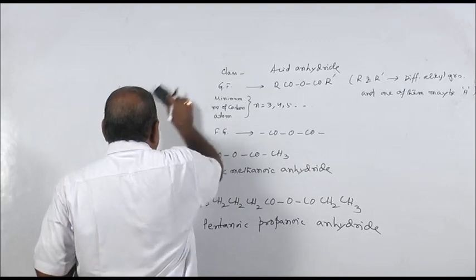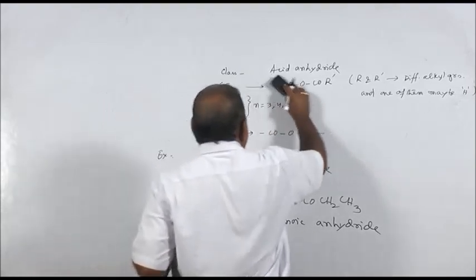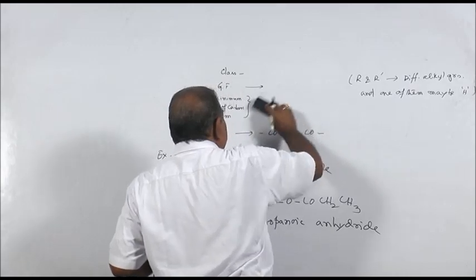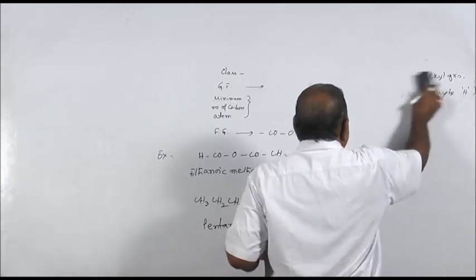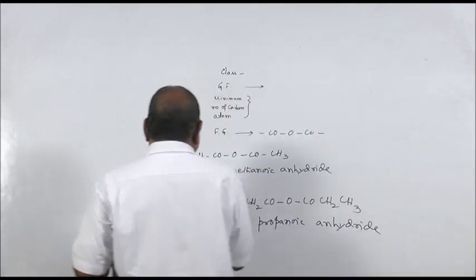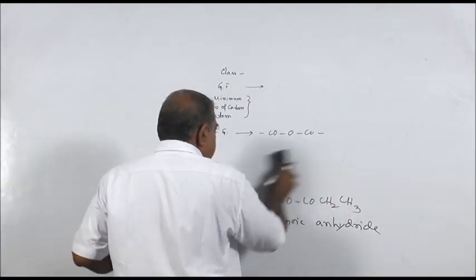So anhydrides are of 2 types. In one case, both the alkyl groups are the same, one of them may be hydrogen. In the second case, the alkyl groups are different, one of them may also be hydrogen.